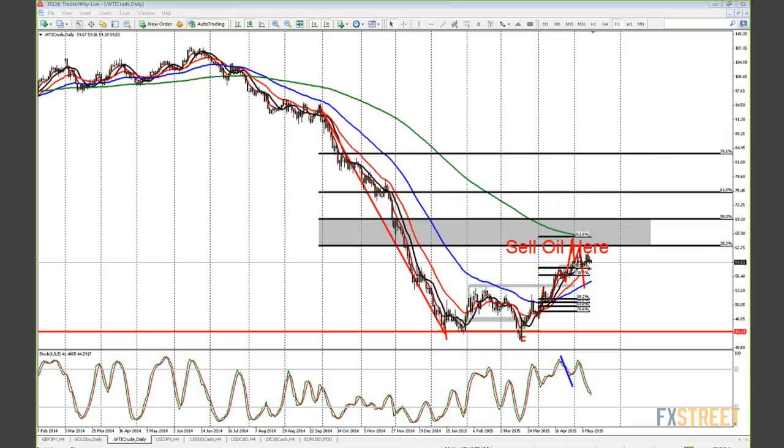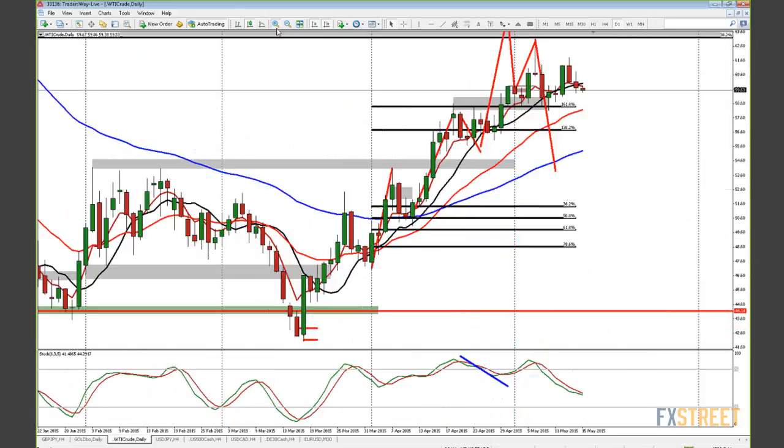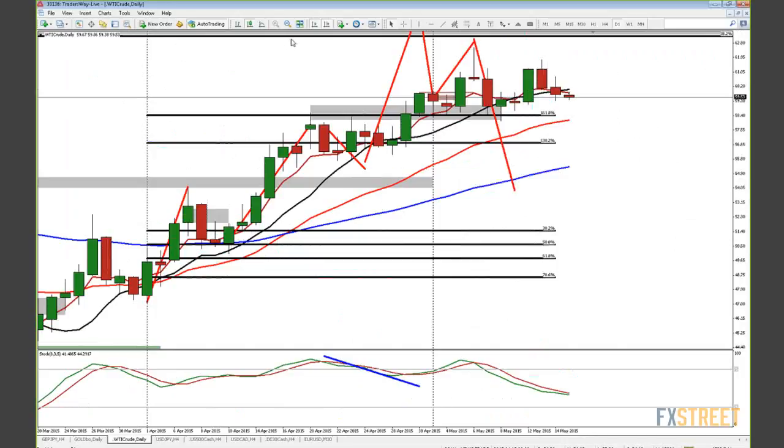Okay, so pretty close. Patience, huh? It's looking interesting, though, guys. As soon as we break below here, it's going to get interesting.